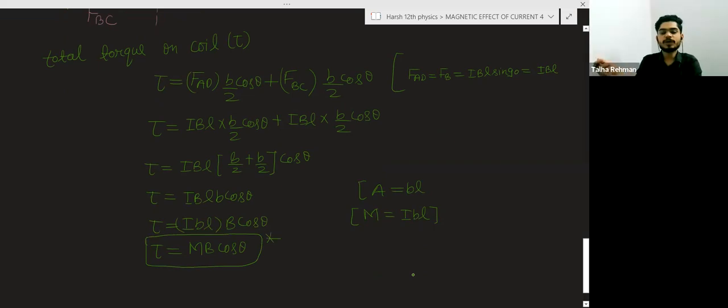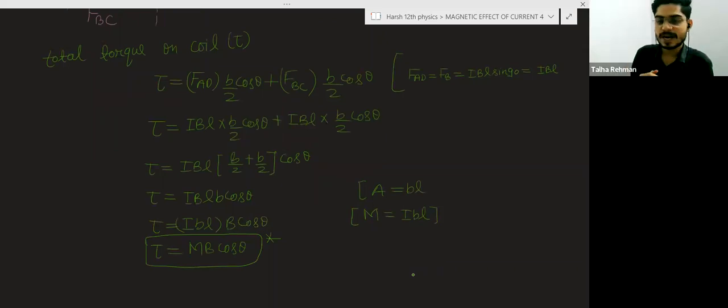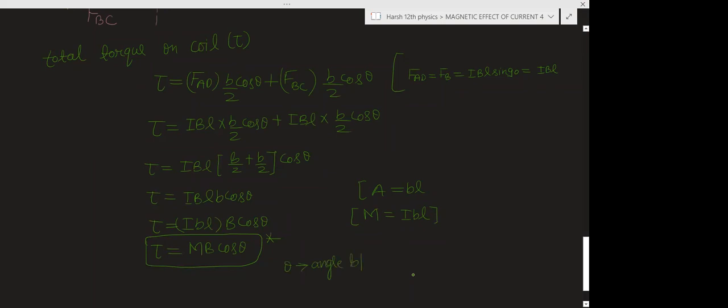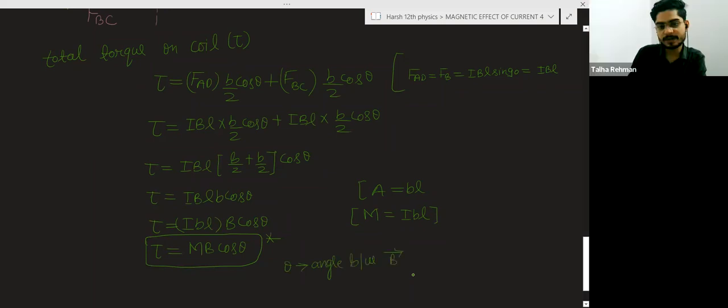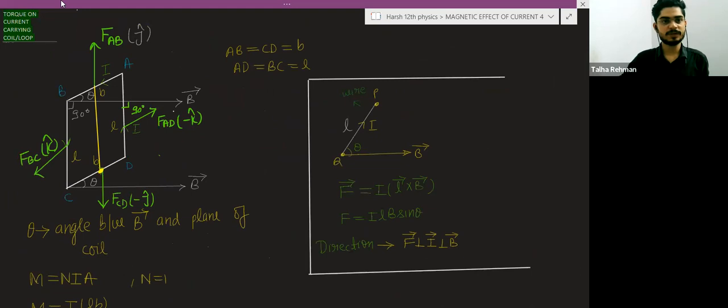So what will be your torque? Your torque will be M B cos theta. Theta is the angle between the magnetic field and the plane of the coil. What is theta? Theta is the angle between magnetic field and plane of coil. Okay, just note it down, then we will discuss the next one.